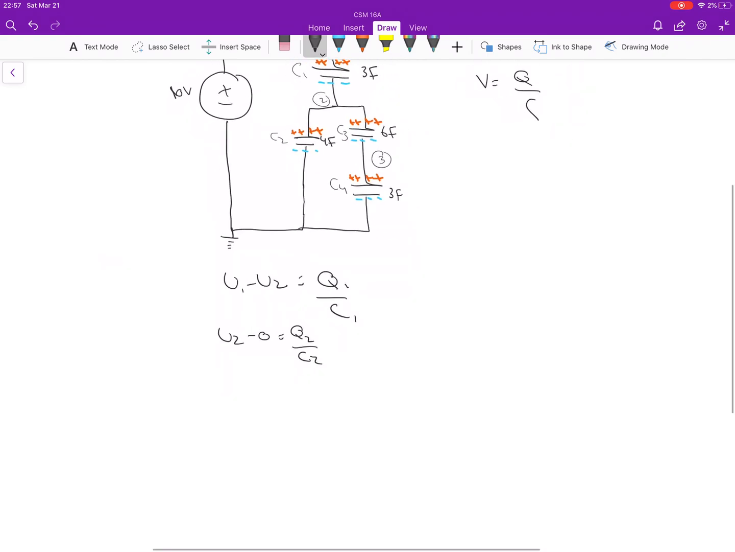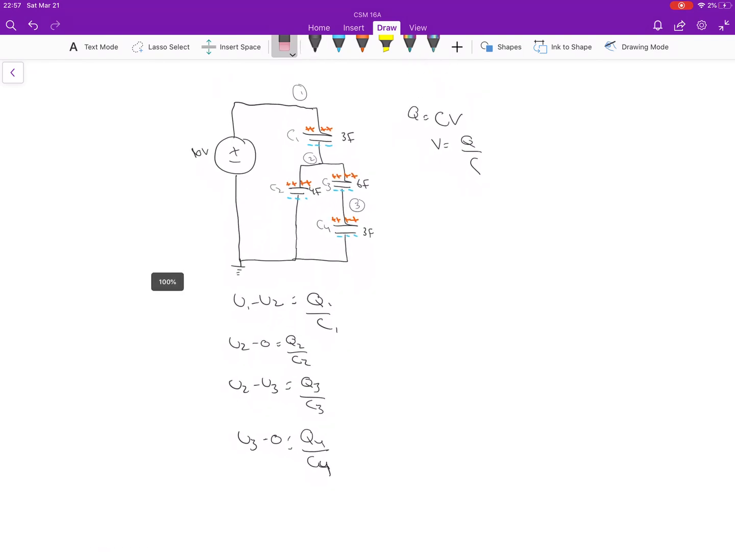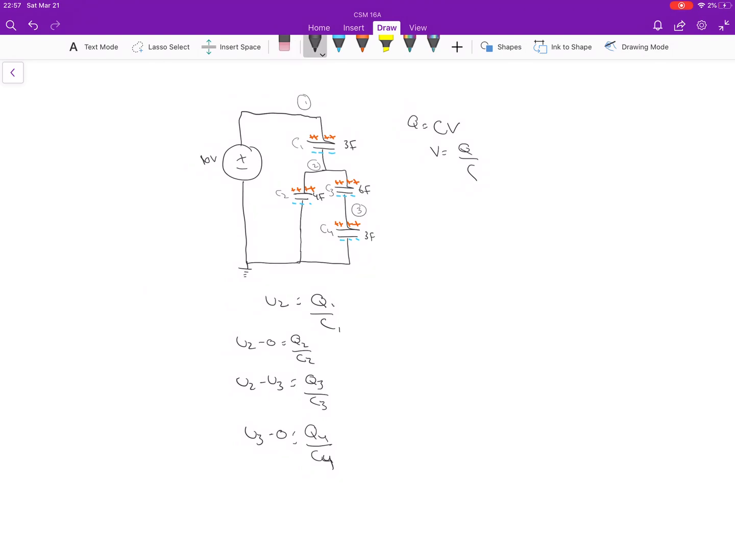Across C3, you have U2 on the top and U3 under it. So that's going to be our expression. And then lastly, for C4, we have U3 minus 0, 0 being the ground node, which is Q4 over C4. Okay, so these are the ones we have, and we actually know a good bit of information about this. So we know that U1, for example, is going to be the voltage of our battery, so that's going to be 10. And we know C1, C2, C3, and C4. So let's just write those. C1 is 3, C2 is 4, C3 is 6, and C4 is 3.